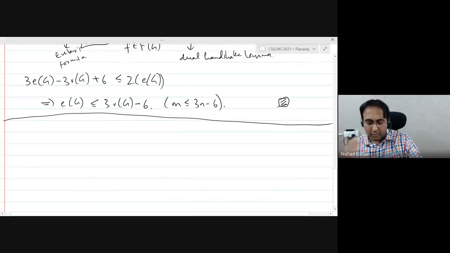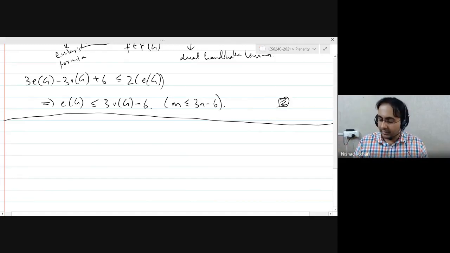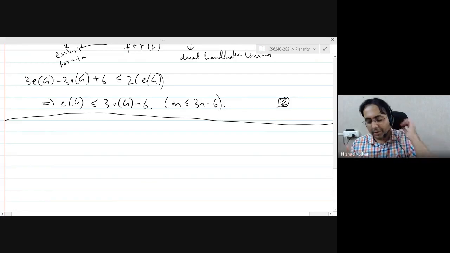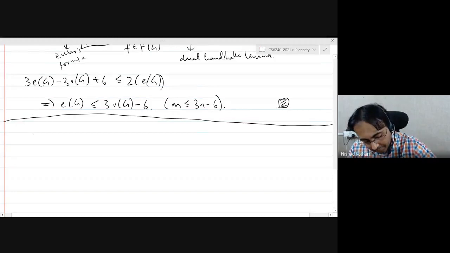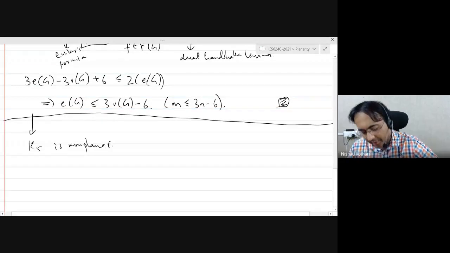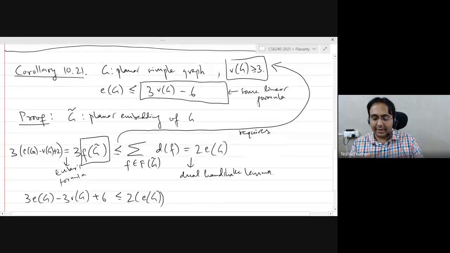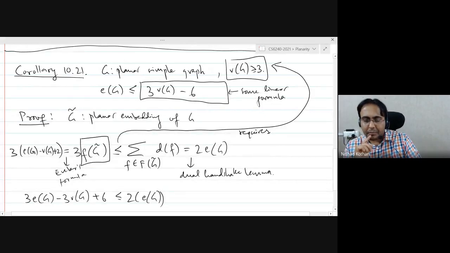So if you don't want to go through the Jordan curve theorem, although in reality everything really depends on the Jordan curve theorem, somewhere or the other it is being used, this gives you another way to prove that K5 is non-planar, because 3n minus 6 in the case of K5 would be 15 minus 6, which is 9, and K5 has 10 edges, right?